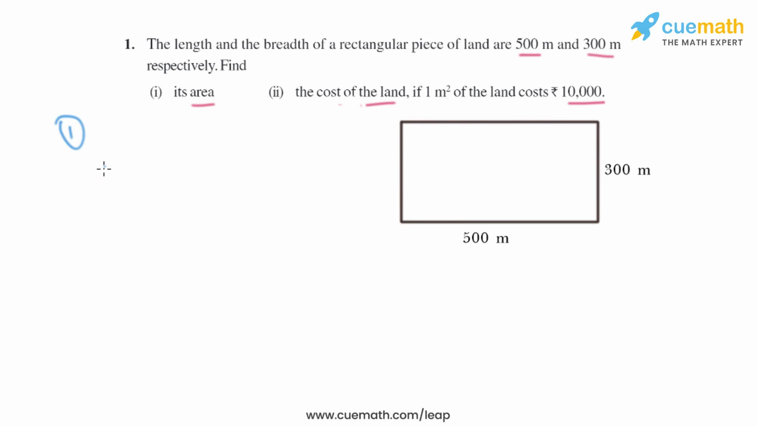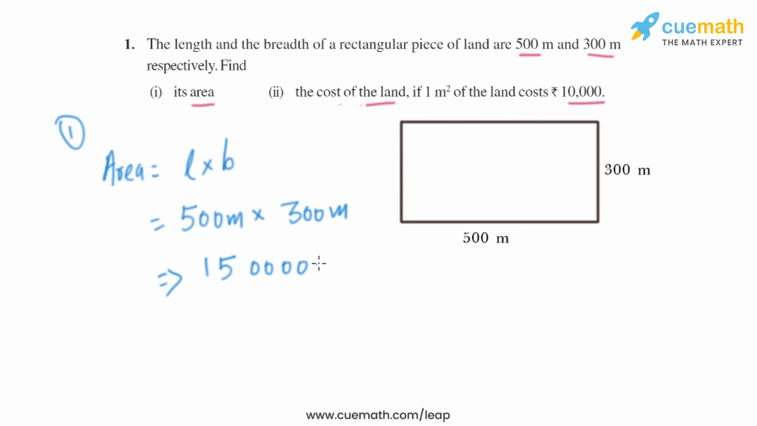So let's start with the first part. In the first part we have to find the area of the rectangular piece of land, and we know the formula to find the area of rectangle, that is length into breadth. So we know the length, that is 500 meter, and we know the breadth, that is 300 meter. We just need to multiply them to find the area. So we will get 1 5 and there will be 4 zeros square meter. So that will be the area of the rectangular piece of land.